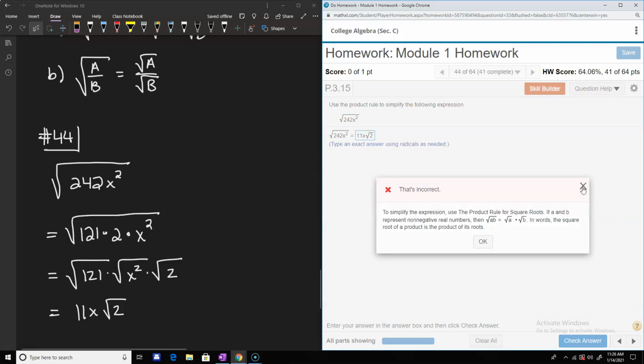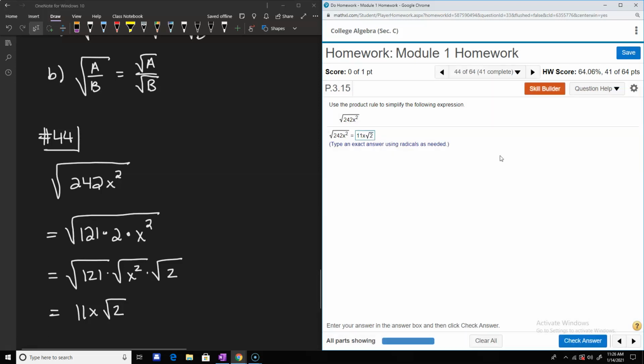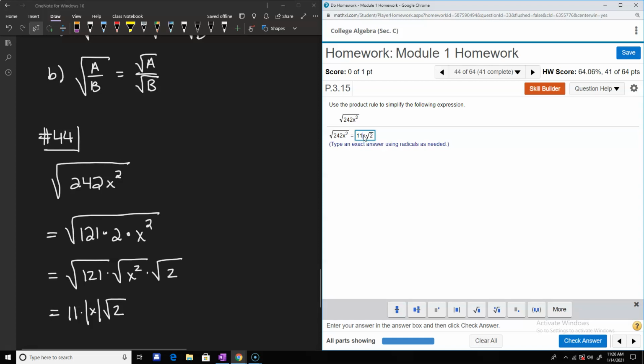Oh. It's possible that x is negative here. So technically the square root of x squared, this is a complicated bit, and I think it only happens on this one problem. But yeah, they didn't specify that x was positive, so it's technically 11 times the absolute value of x times the square root of 2. Because the square root of x squared can only be a positive number. You can't have the principal square root of something be negative. So we need to add some absolute value bars in here. This should be the only question on this homework with this problem.